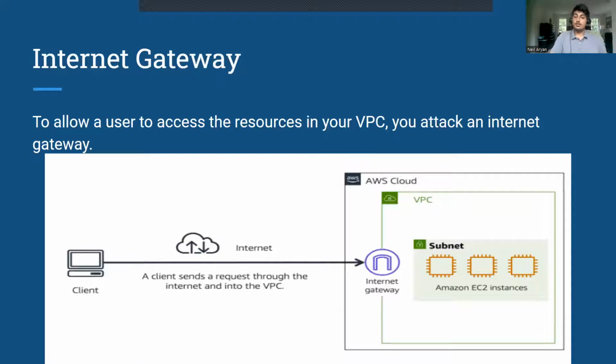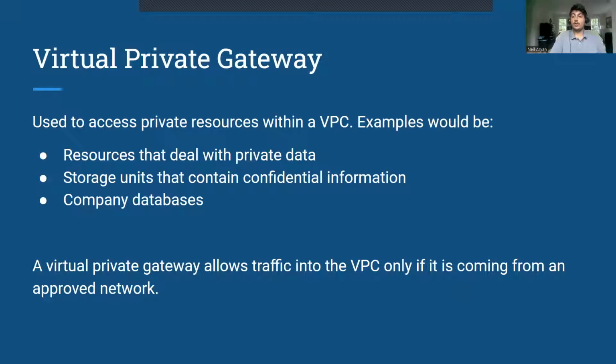However, for confidential data, we use a virtual private gateway, and this is used to access private resources within a VPC, such as resources that deal with private data, such as any EC2 instance that crunches financials that are very important to your company, and if they were leaked, could cause a great scandal. They can also be used to store storage units that contain confidential information about your employees, or if you're in health, they could store confidential information about your patients. Finally, they could also be used to store company databases. And a virtual private gateway allows traffic into the virtual private cloud if it's only coming from an approved network.